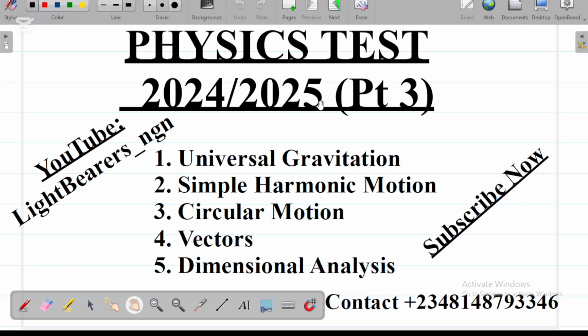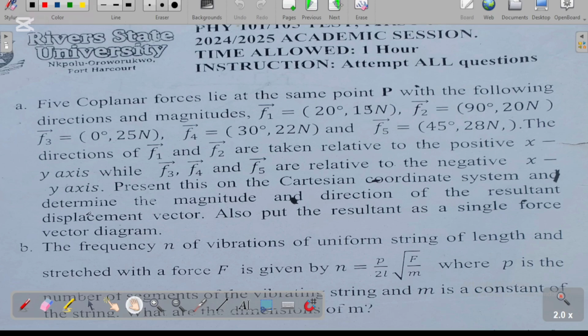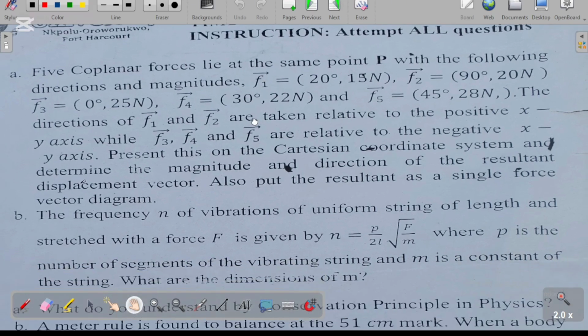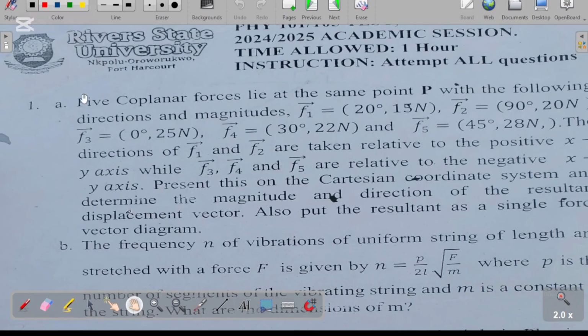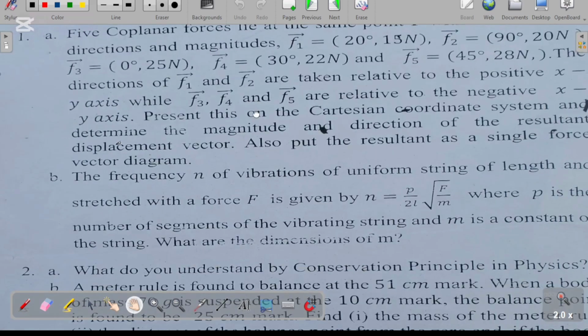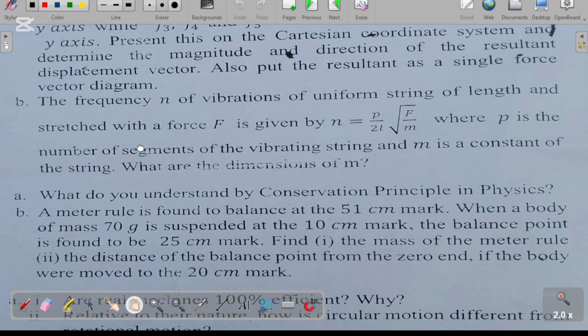In today's class, I'm going to show you how to solve this physics past question. The question is for the 2024/2025 academic session. In our last class, I solved the first question. That's part 2. This one is part 3. I solved question 1A. So let me solve question 1B.